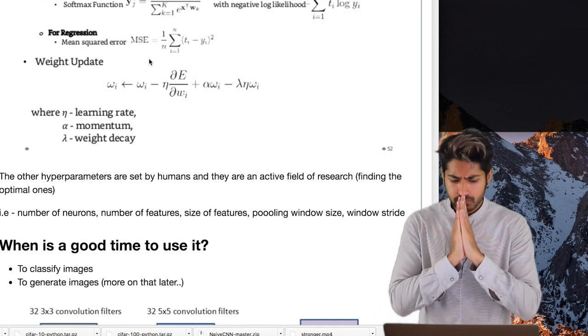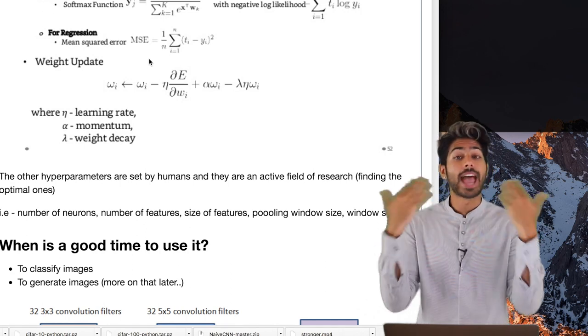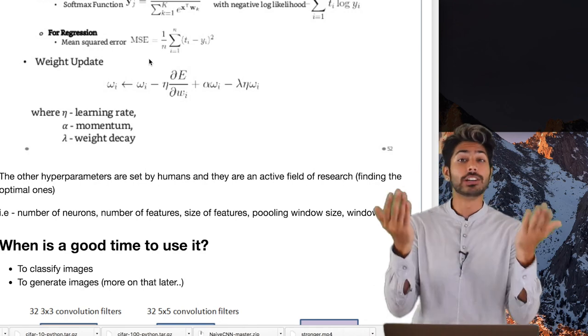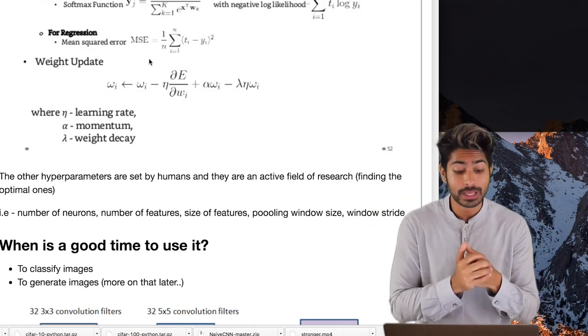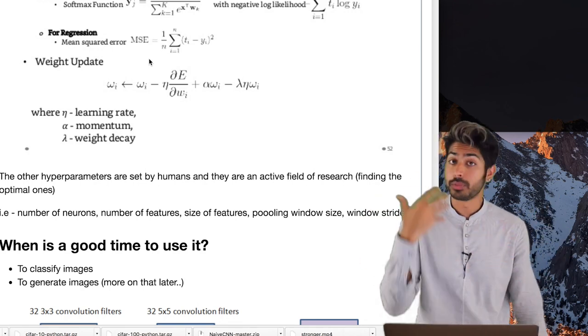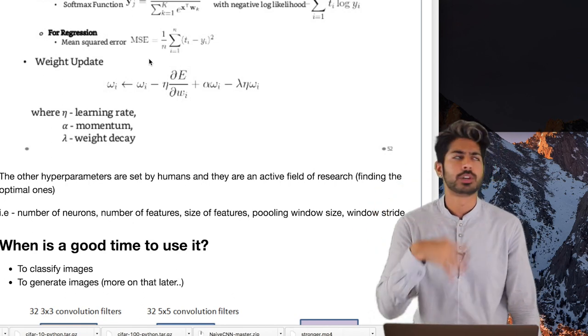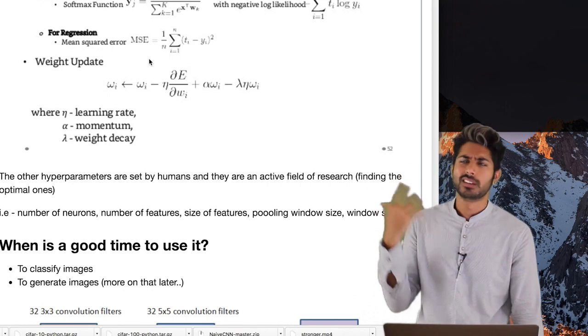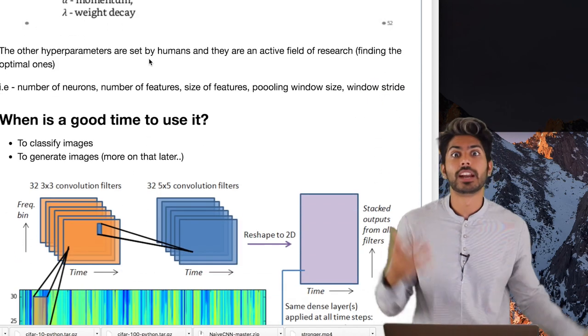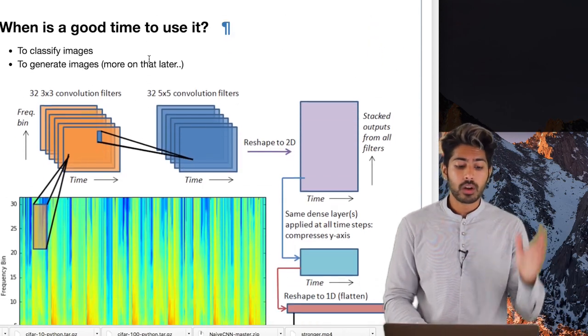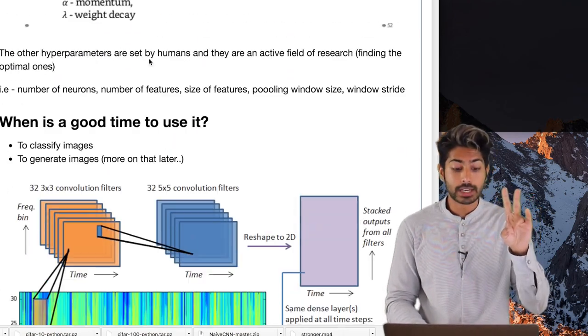And this is an active area of research, finding out what the ideal hyperparameters for our neural network should be, and we're still learning how we can get them, rather than just guessing and checking, which is what we do right now, which is not as optimal, right? So anyway, last two things, and then we're going to get started with the code.